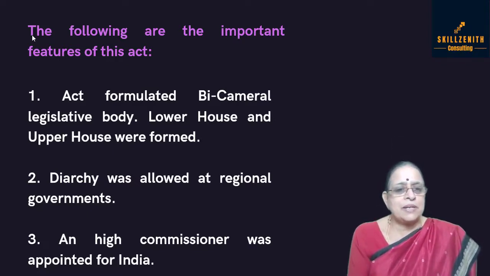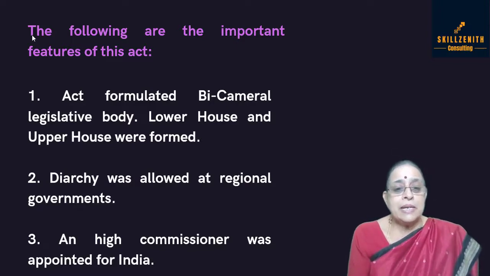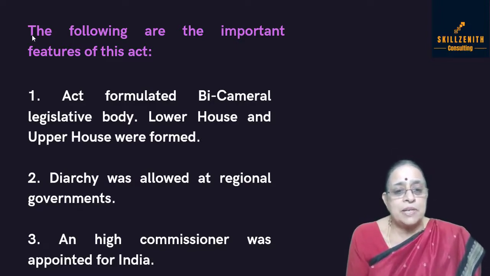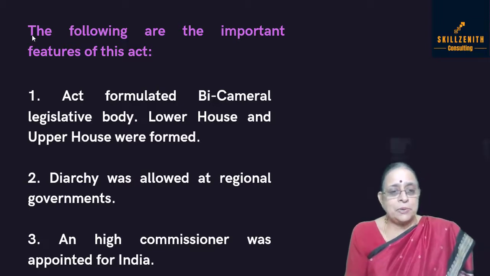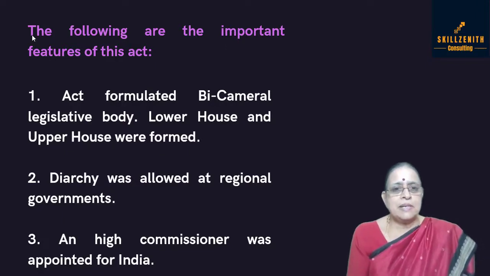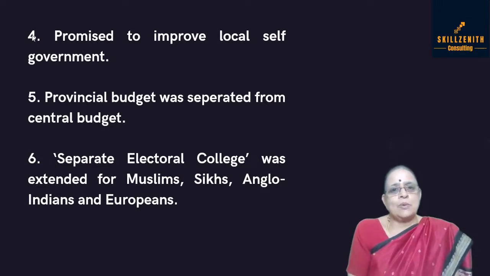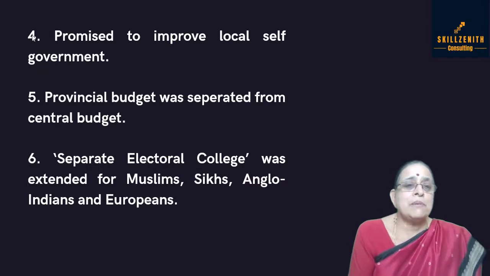Diarchy was followed at regional governments. Dual government, diarchy. A high commissioner was appointed for India again to look into the administration. A high commissioner, a good post, was appointed to deal with the political affairs in India. The fourth point is the promise to improve local self-government. Local self-government is very important.